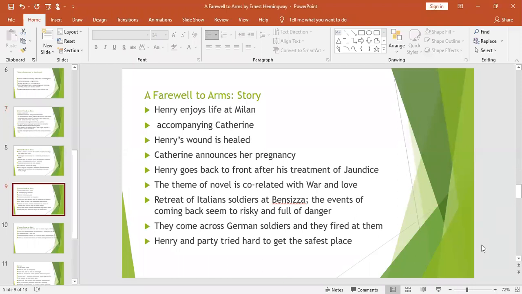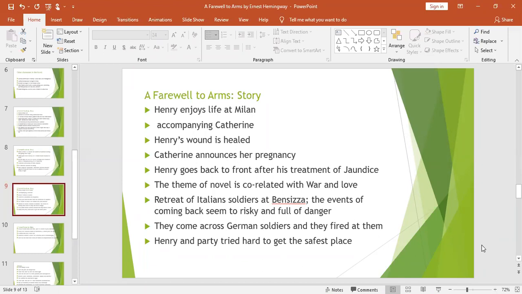When Henry gets injured, he is admitted at Milan hospital. He has been treated at Milan hospital, and Henry basically enjoys life at Milan. And we come to know that he meets Catherine over there, and Catherine comes over there. So he meets Catherine. Henry's wound is healed.